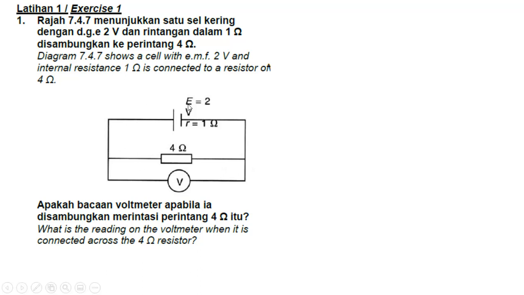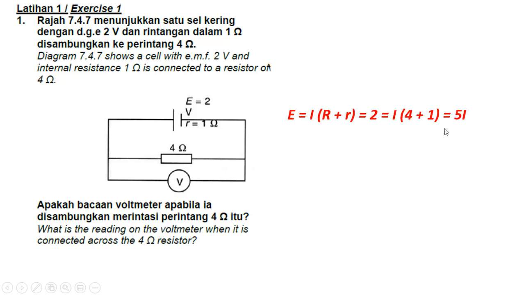Look at question number 1. We have the circuit: a dry cell with EMF 2 volt and internal resistance small r 1 ohm, and resistance big R is 4 ohm. What is the reading of the voltmeter? We know E, we know small r, we know big R. We don't know the current, so we need to find the current.